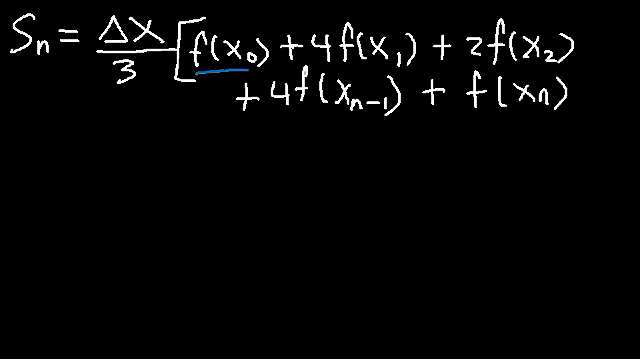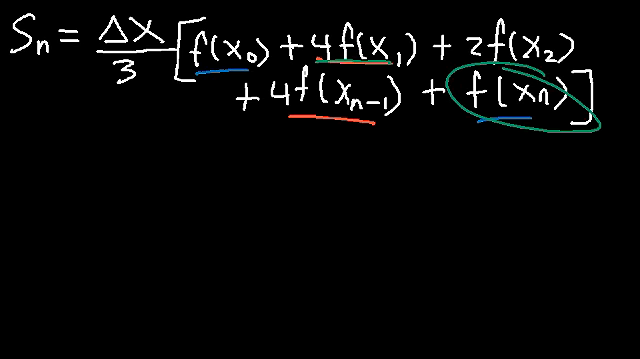So the first and last term have a coefficient of 1. That's what we need to know. The second term and the second to last term are going to be 4. And after the first term that has a 4, it's going to be 2, 4, 2, 4, 2, 4. And then after the second to last term, the last one is just going to have a coefficient of 1. So the middle terms will alternate between 4 and 2. But the second term and the second to last term have to have a coefficient of 4. That's what you need to keep in mind.